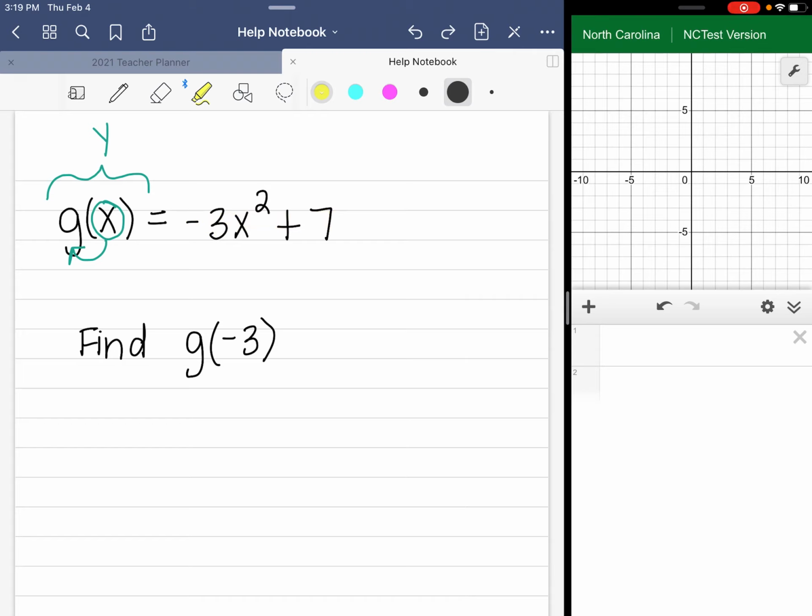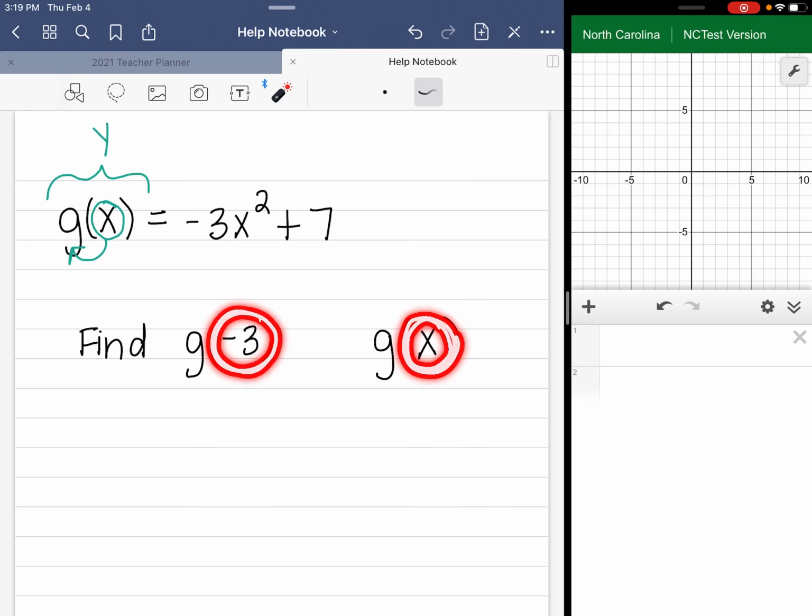So when you're doing this, and I'm looking at, they're asking me to find g of -3. So remember just a second ago when you wrote g of x, what was inside of that parentheses? Well, inside of that parentheses was an x. So you're replacing x with the number -3. You are going to input -3 into the x spot.